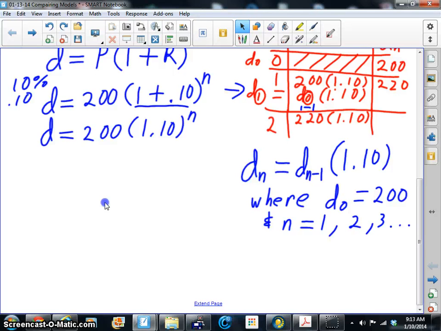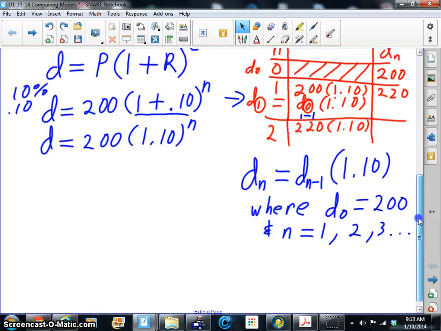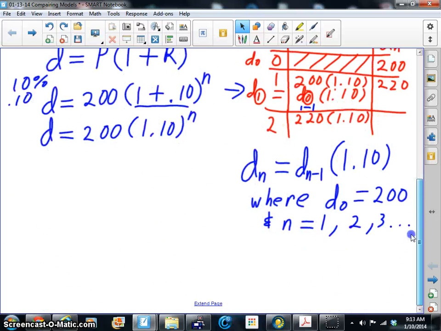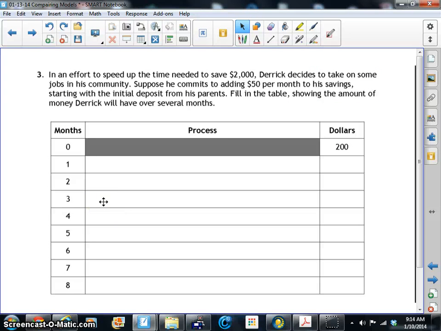You won't understand why it's better to use the explicit or the recursive rule until we get into some other parts. You'll see this in a little bit. So now we have a slight change in our plans. This is number 3 on this, and this is just a taste.